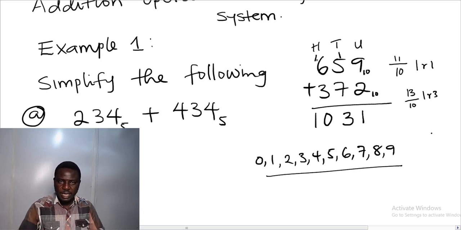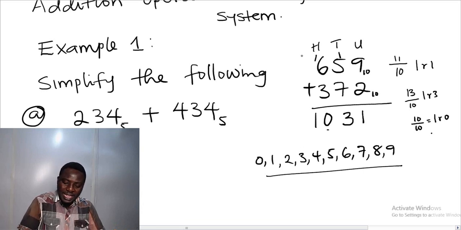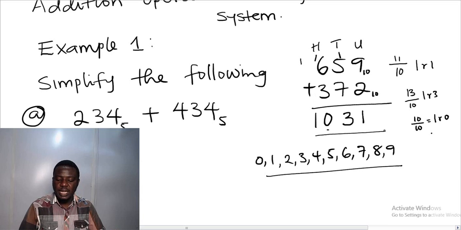1 plus 6 gave us 7. 7 plus 3 is 10. And so 10 is also not a digit in base 10. So when you divide 10 by 10, it gives you what? 1, remainder 0. You write down the 0 and take the 1 up. And 1 plus 0 is 1. And that's how we got 1031. So this is what we are going to be doing in other bases.